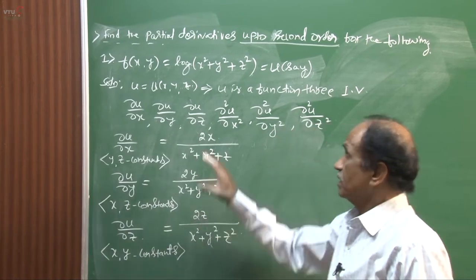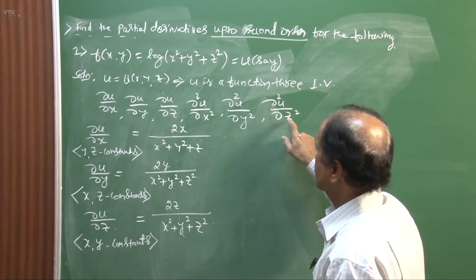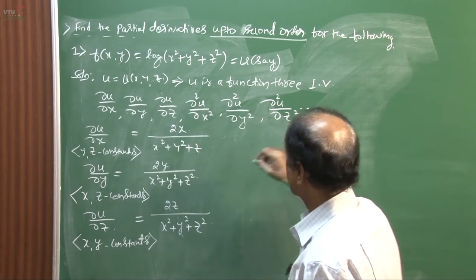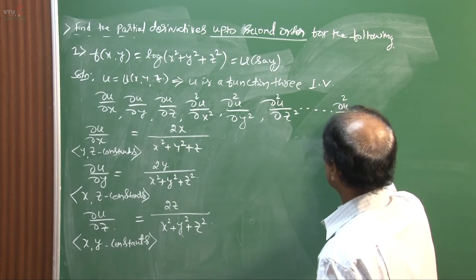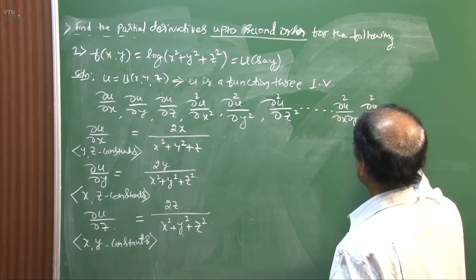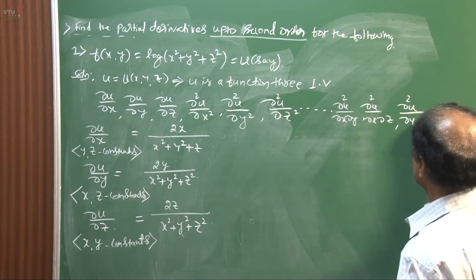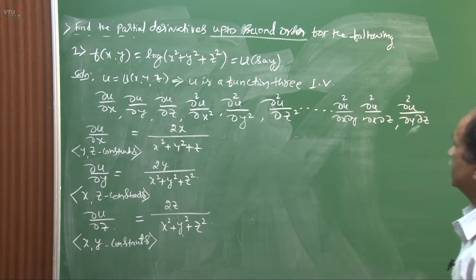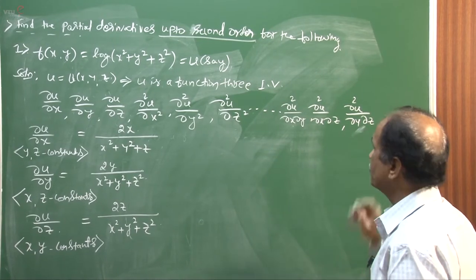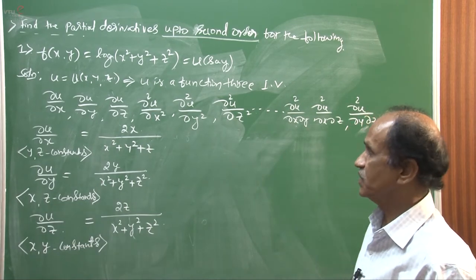Let me repeat. Partial derivatives up to second order: the possible partial derivatives are these, but along with that, second order derivatives in the mixed form also. That is del square u divided by del x del y, del square u divided by del x del z, del square u divided by del y del z. So x with respect to y, x with respect to z, and y with respect to z. So these are the total number of differential coefficients possible. So one sample in the second order I will show.